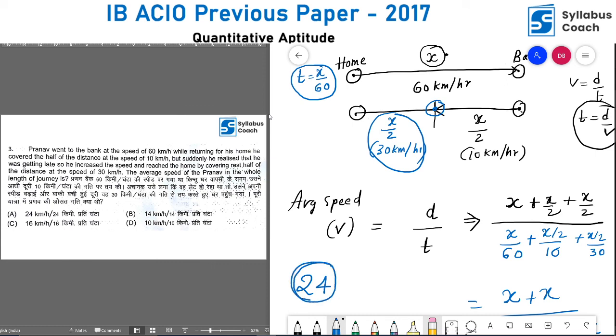So what is the answer? The answer is 24 km per hour. Hope you understood. So let's go to the next question.